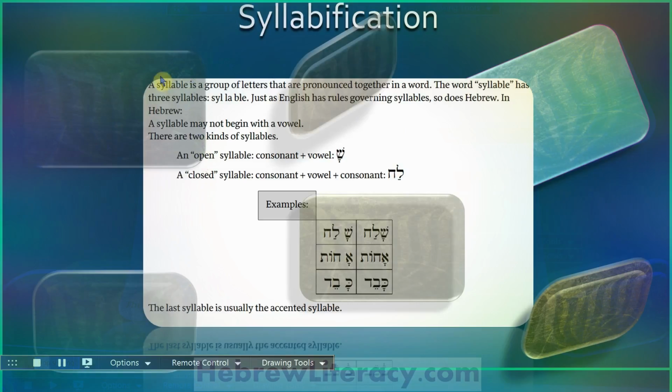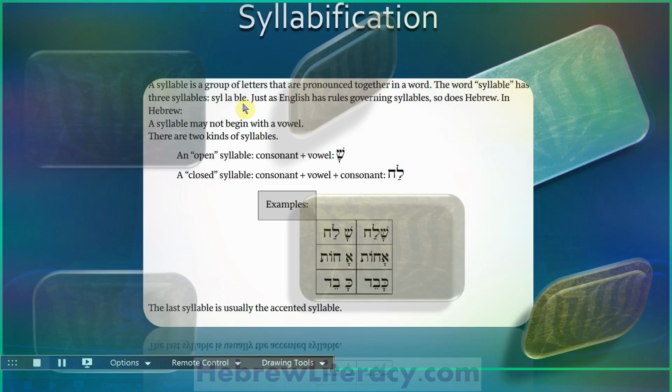So a syllable is how we break up words naturally in pronunciation, right? A word is composed of one or more syllables. Even the word syllable has 3 syllables. So here we have syl-la-ble.